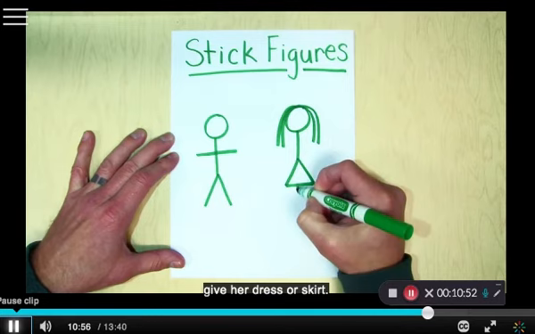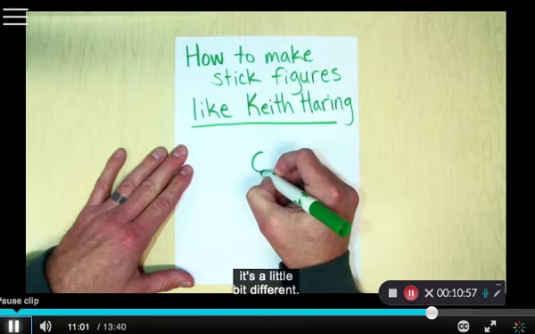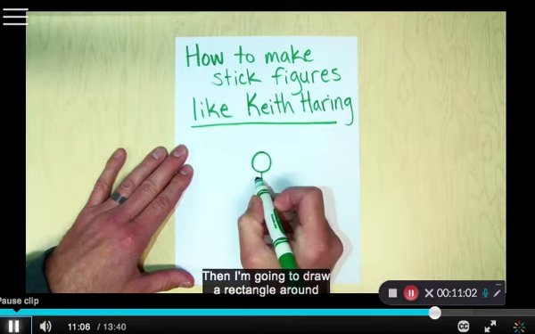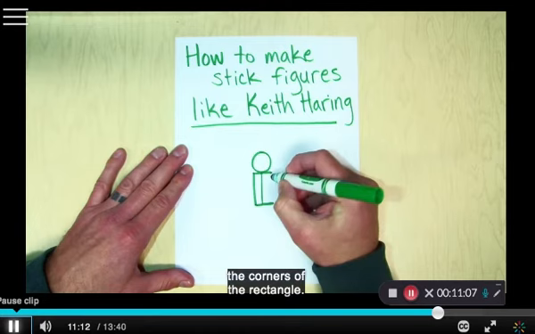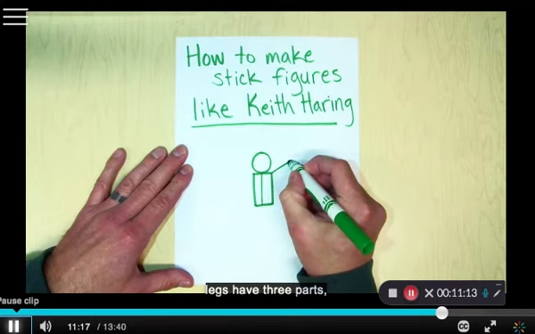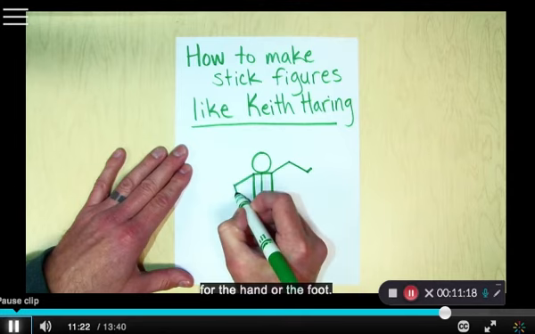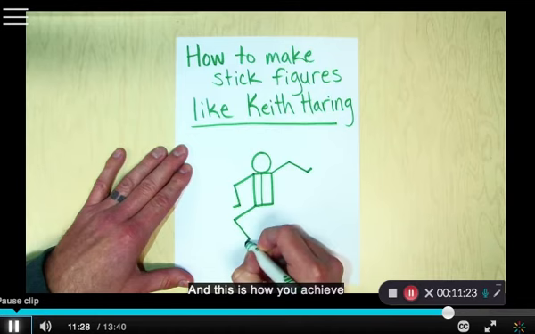Or a skirt. Now, if I'm going to make a Keith Haring stick figure, it's a little bit different. I start with a circle head, but I make a lollipop. Then I'm going to draw a rectangle around that lollipop stick. And from the corners of the rectangle, that's where the arms and legs are going to come from. Notice that the arms and legs have three parts. Two parts that are similar in size, and then a smaller part for the hand or the foot. You can pose the figure any way you want to, and this is how you achieve that look of motion.